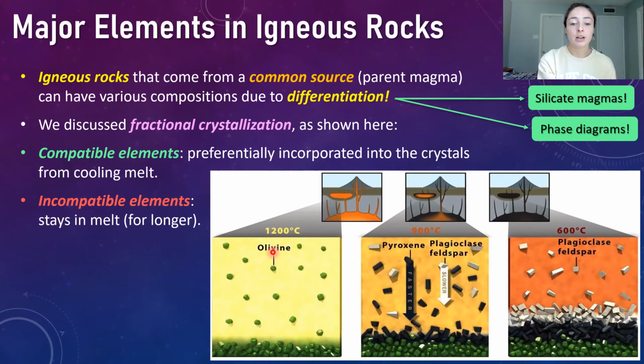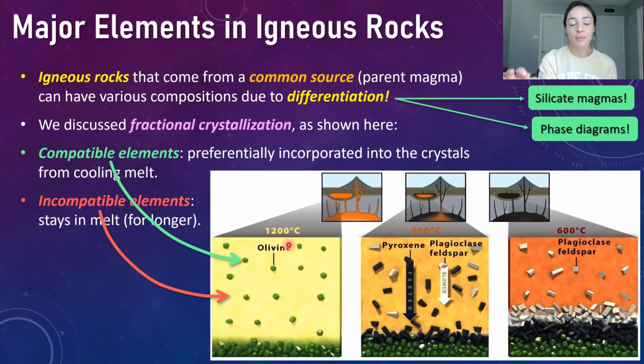So whatever elements are preferentially incorporated into this olivine here that is crystallizing out of the melt, those are compatible elements. And those elements that are preferentially staying in the melt because they can't fit in the crystal lattice of the olivine or whatever crystals are coming out of the melt, those are incompatible elements. And those elements are basically just incompatible with fitting into those crystals that are crystallizing from the magma.